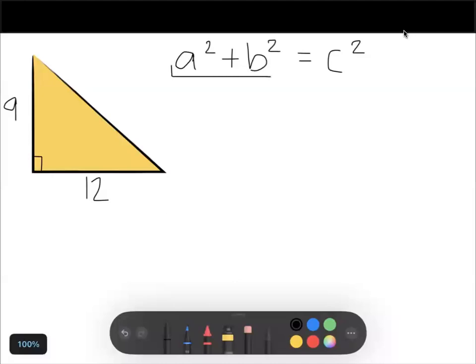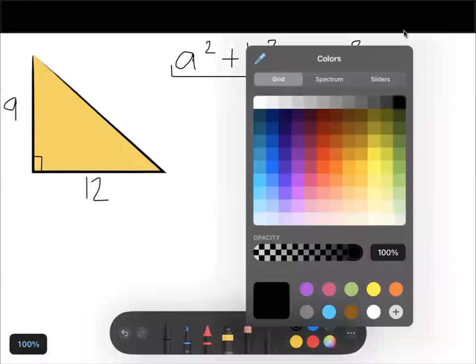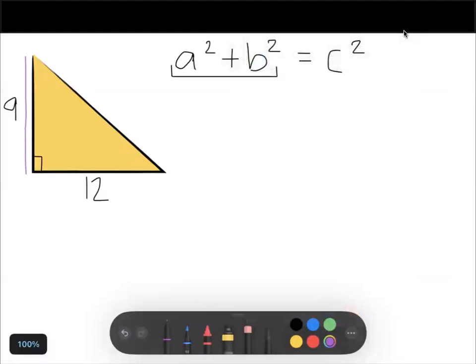A and b are both the legs of the right triangle. So the legs of the triangle are, let me use a different color, this and this. The reason I know that those are the legs is because the longest part of the right triangle is called the hypotenuse, and that is c. So you can recognize the legs by knowing that those are the other two sides and they are not the longest part. C is the hypotenuse, and that will be the longest part of the right triangle.